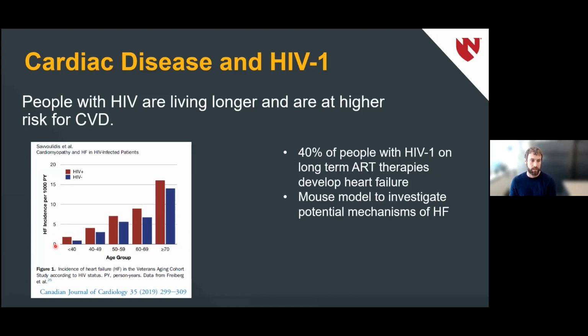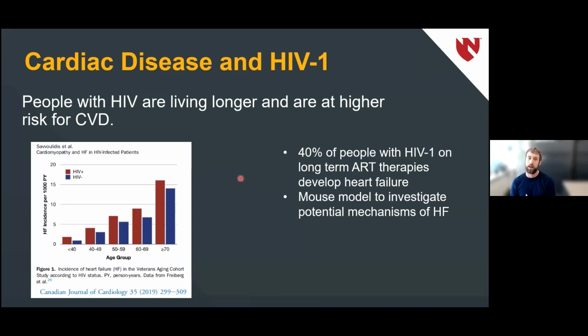So people with HIV are living longer, thanks to antiretroviral therapies. However, they are at a higher risk for cardiovascular disease. The red bars here are HIV positive, and the blue bars are HIV negative people. It shows that HIV positive people have a higher risk for cardiovascular disease starting at a much younger age.